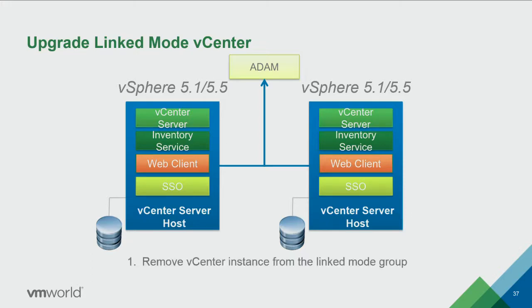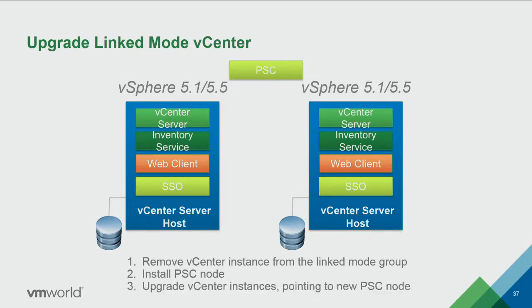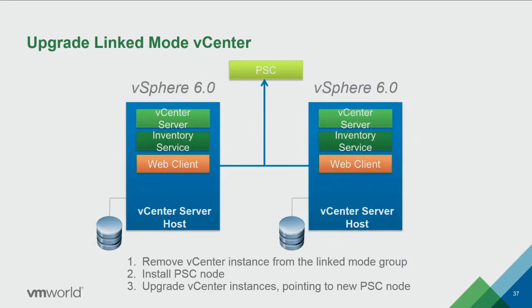First, you would remove the vCenter instance from the link mode group. You would then install a PSC node. And we're really doing replication based on PSC, so that's where all the shared state is for link mode. And then you would upgrade your vCenter server instances and point them to the new PSC node. And you would end up back in link mode. Again, link mode, you would have to be on the same SSO domain, so be careful of some of these gotchas.